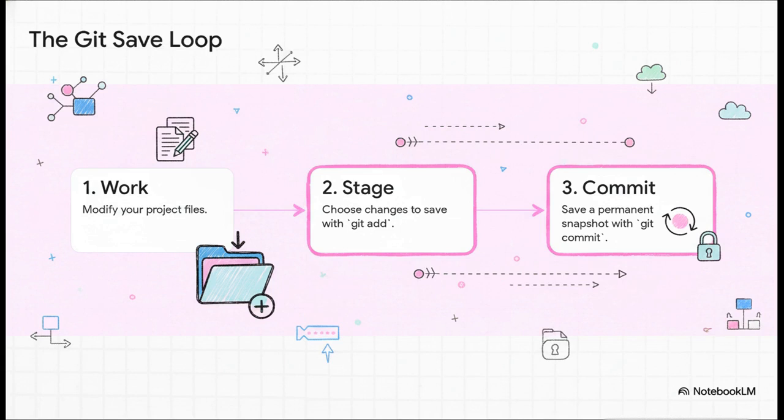Think of this like picking out which photos you want to put into a new photo album. It's a really important step because it lets you group your changes together. Finally, you commit those changes, which is like giving the album a title and gluing it shut. It's now a permanent part of your project's history.